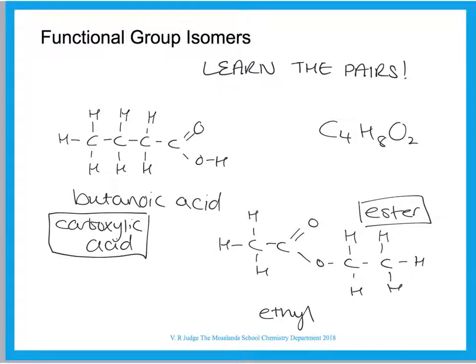So ethyl, representing this part of the compound, ethanoate, representing that part of the compound. So that's your third pair, carboxylic acid and ester, they are functional group isomers of each other.